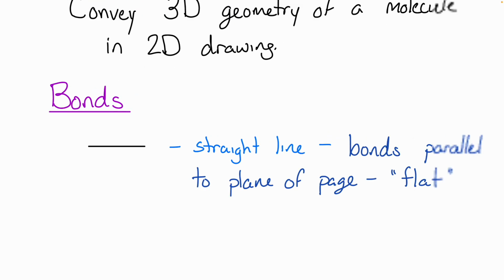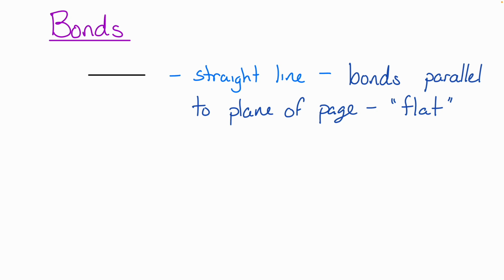We've got our straight line bonds. These are the flat ones, the ones that are parallel to the plane of the page. We're going to use these wedge bonds, all right, which we just call wedges. These are used to represent bonds that are pointed out of the page, so pointed towards you all, right? A bond that's sticking out of the page this way.